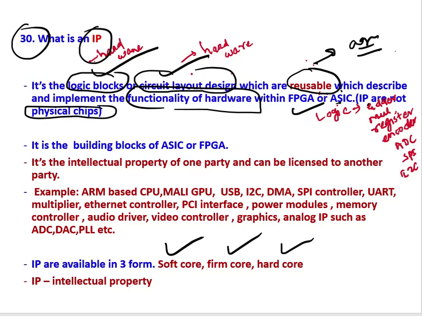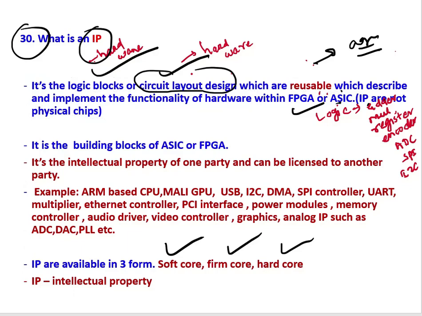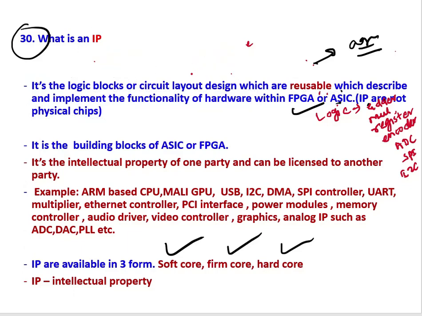so IP are not physical chips. That is what you have to remember. So IPs are reusable logic blocks or reusable circuit layout designs, but it is not a physical chip. It is not a physical IC. IP is not a physical IC, but a reusable logic block or a circuit layout design. It is the building block of ASIC or FPGA.